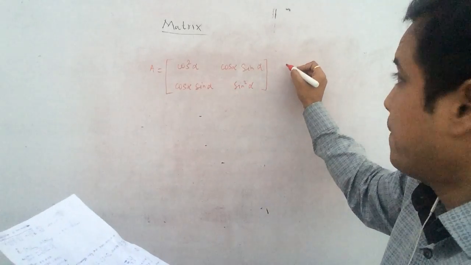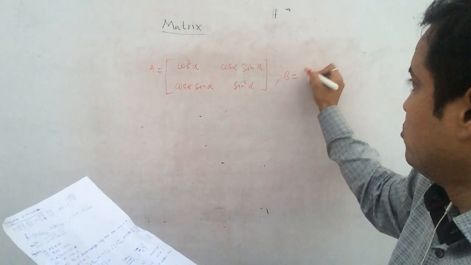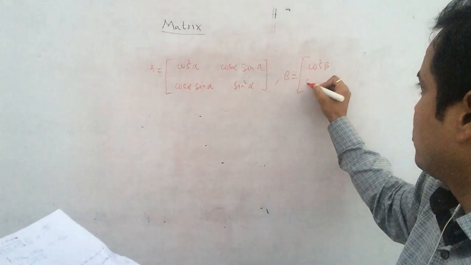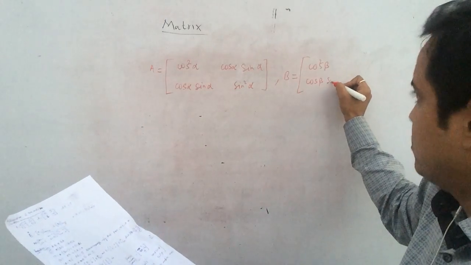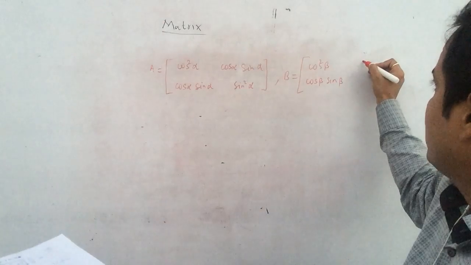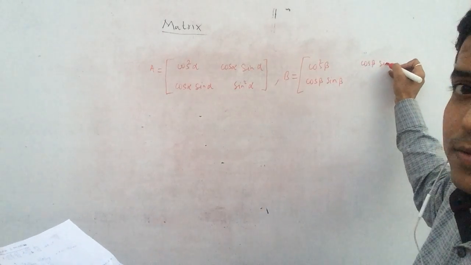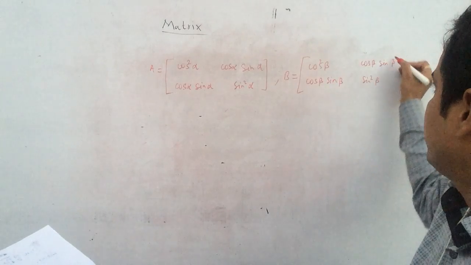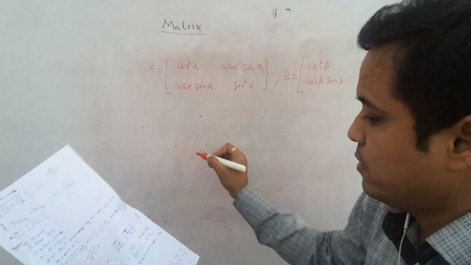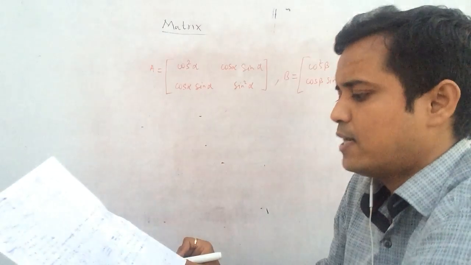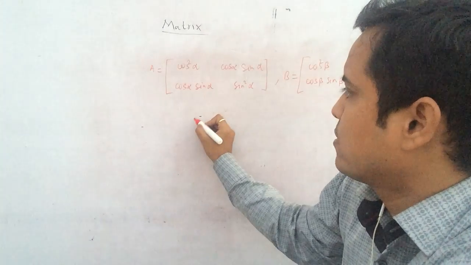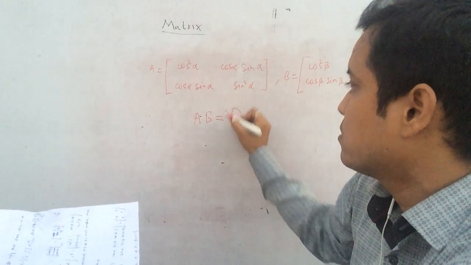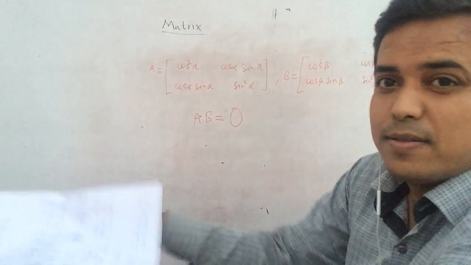All right, B is equal to the matrix with entries cos square beta, cos beta sin beta, cos beta sin beta, and sin square beta. A and B are two matrices such that the product AB is a null matrix. Here it is given that the product AB is a null matrix.